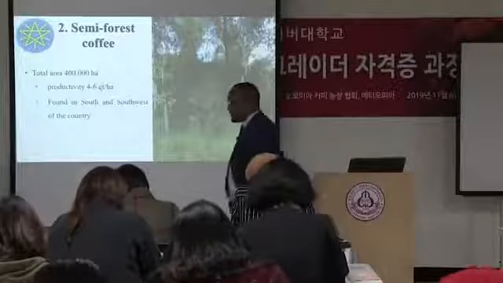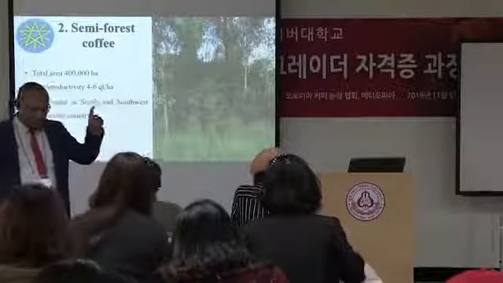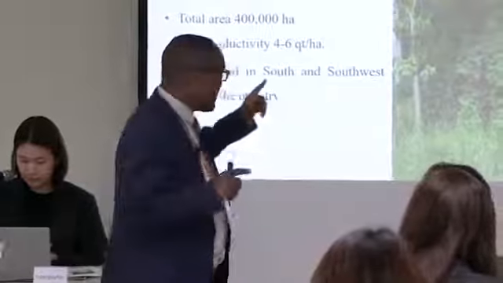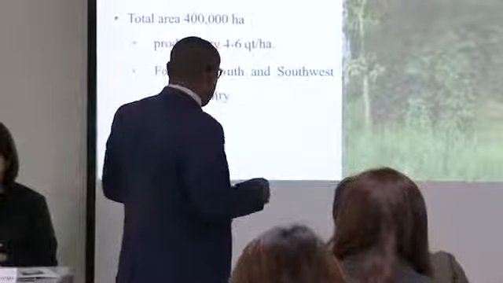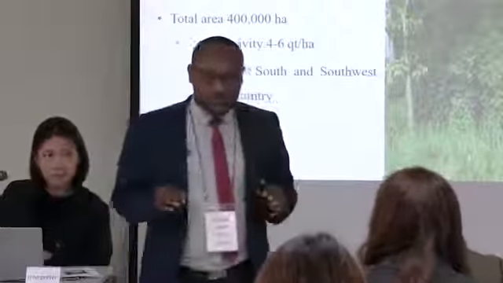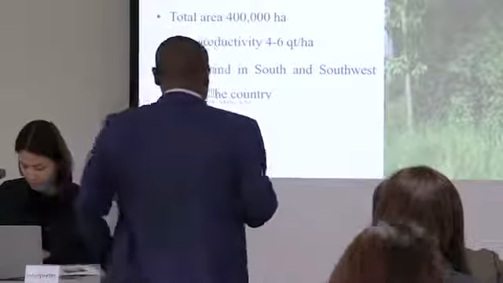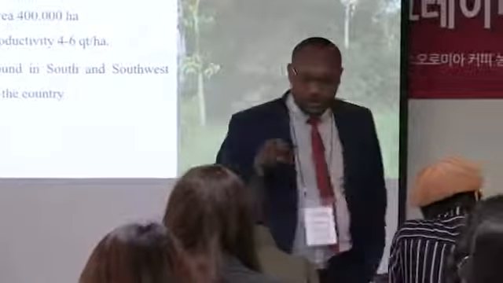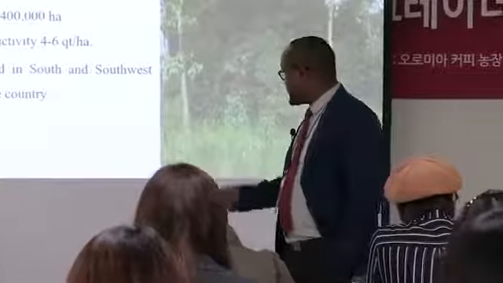The second one is semi-forest coffee. As you can understand from its name, semi means half. Not too many trees are there, so its name is semi-forest. The total area covered by semi-forest coffee is 400,000 hectares. The productivity is 4 up to 6 quintal per hectare. It is found in the south and southwest parts of our country, Ethiopia.